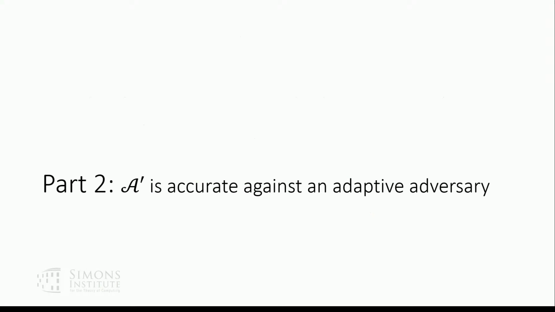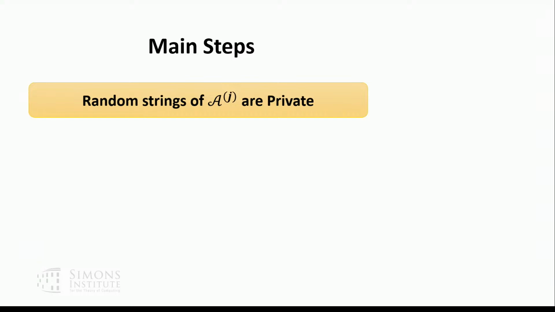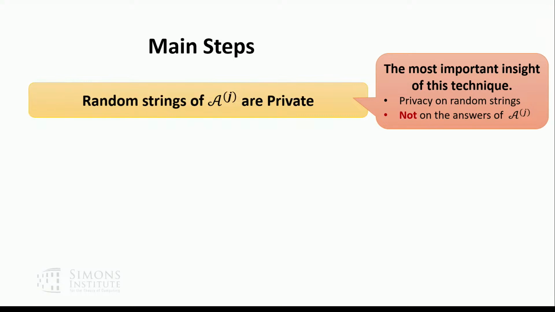All right. So the main step is this. The first step, I will try to convince you, is that the random strings, the random choices that we feed to each copy A_j, are private. And this is really the most important insight of this technique. Actually, the privacy is to protect the random string. It's not on the input of A. It's on the random string of A.